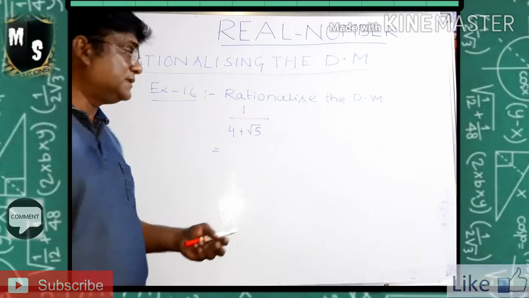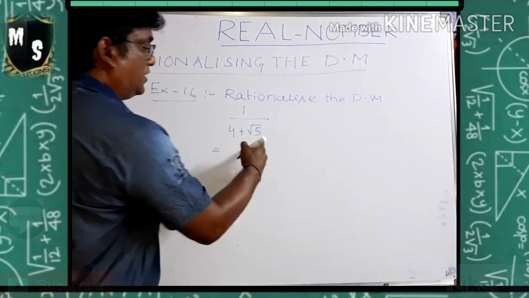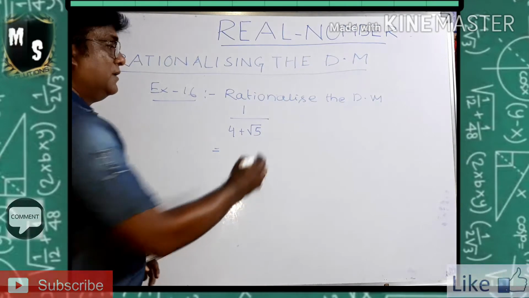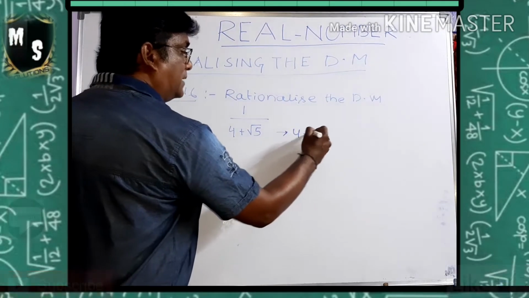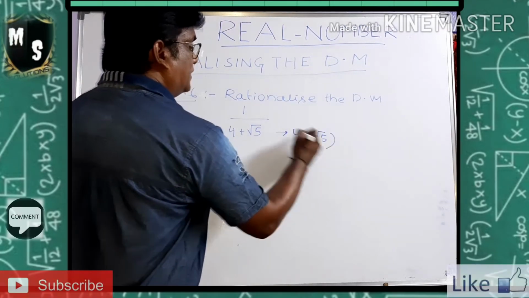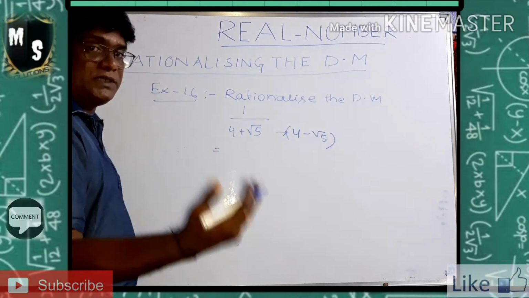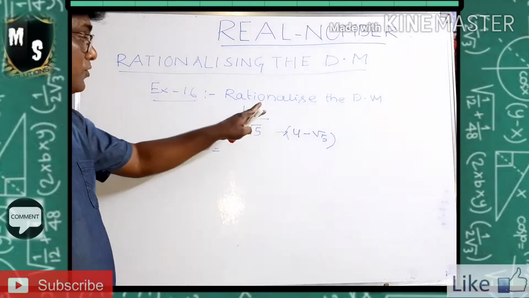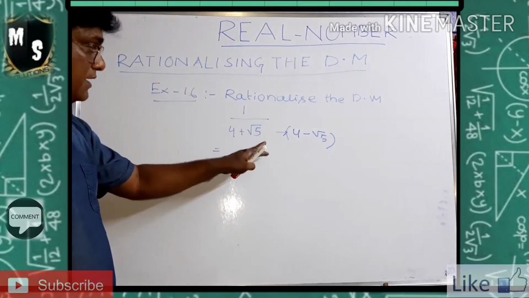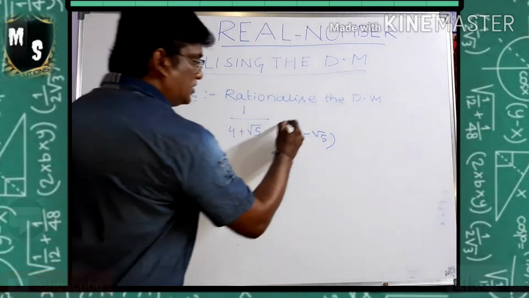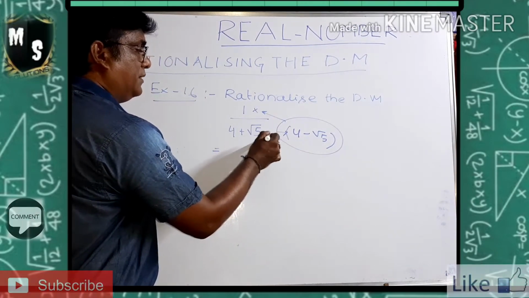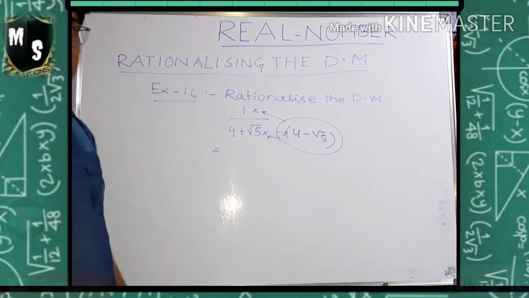So how to rationalize? First of all, you see what is your denominator? 4 plus root 5. What is the opposite of that? The opposite is 4 minus root 5. Yes or no? It is 4 plus root 5, so what is the opposite? 4 minus root 5. This one we are going to multiply in numerator and denominator. In NM and DM we are going to multiply.